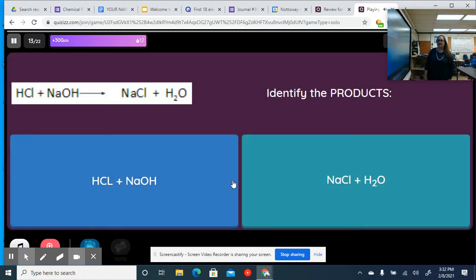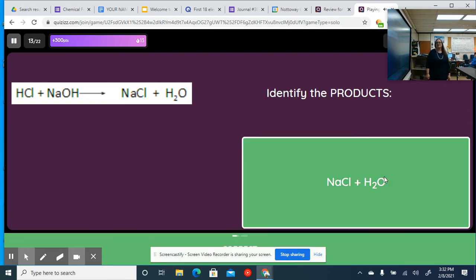All right, what are the products here? Is it HCl plus NaOH, or is it NaCl plus H2O? The products are the things on the right side, NaCl and H2O.